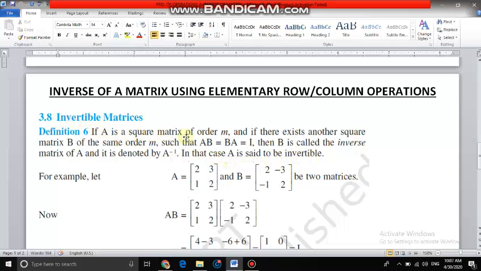Now here the order of the matrix A is M, the order of matrix B is M. Hence, the order of identity matrix is also M, and I is also a square matrix. To explain this, we have taken two examples. I have taken 2 by 2, so we can work with the 3 by 3 also. A has 2, 3, 1, 2, and B has 2, minus 3, minus 1, 2. So these are the two matrices.